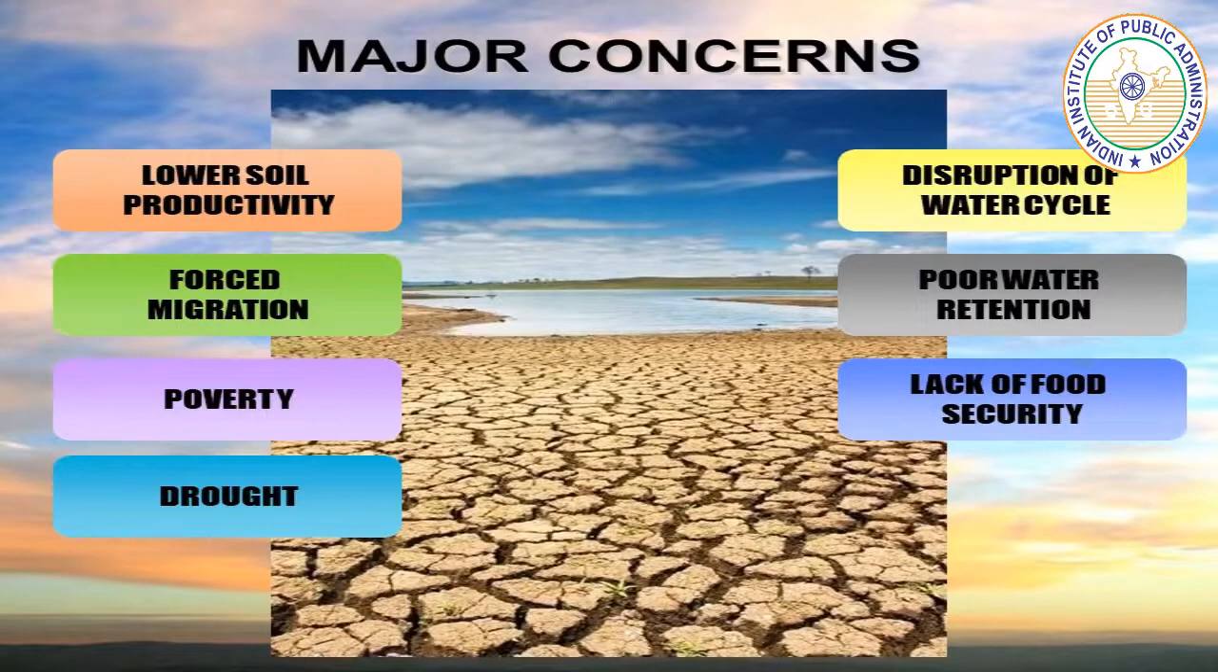Land degradation is happening at an alarming pace, contributing to a dramatic decline in the productivity of croplands and rangelands worldwide. Lower soil productivity, forced migration, poverty, drought, disruption of water cycle, poor water retention, and lack of food security are the major concerns of land degradation. The session further dwells upon the major causes such as overcropping, overgrazing, land conversion, deforestation, and soil pollution. The international efforts to combat the same are also discussed.